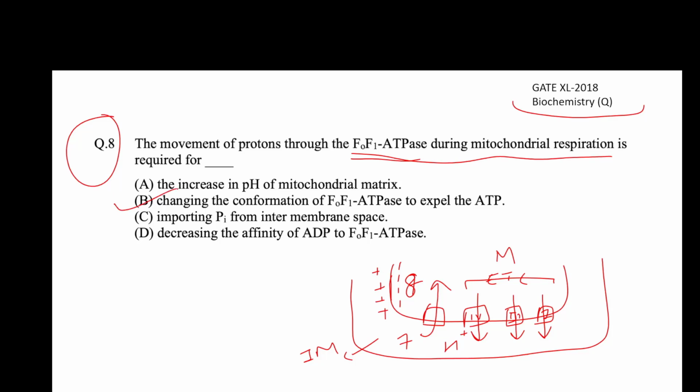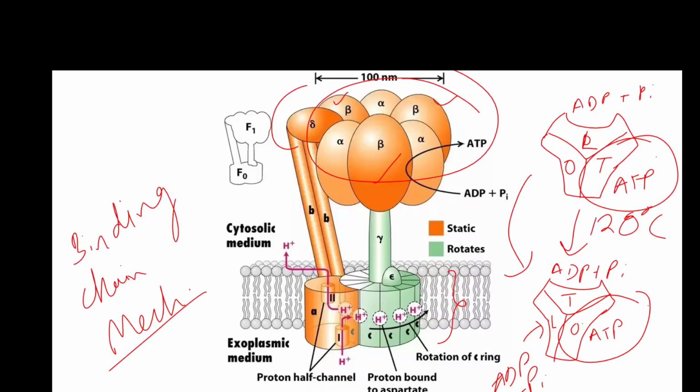Third option, we have the importing inorganic phosphate. No. Decreasing the affinity of ADP to F0F1. No, that is also no. It is only for changing the conformation of this F0F1 ATPase complex to expel out the ATP, because via the rotation, the ATP which is synthesized in the T state rotates 120 degrees, and this ATP now comes to the O state, which releases or expels the ATP with the help of proton motive force. So the B will be the correct option.